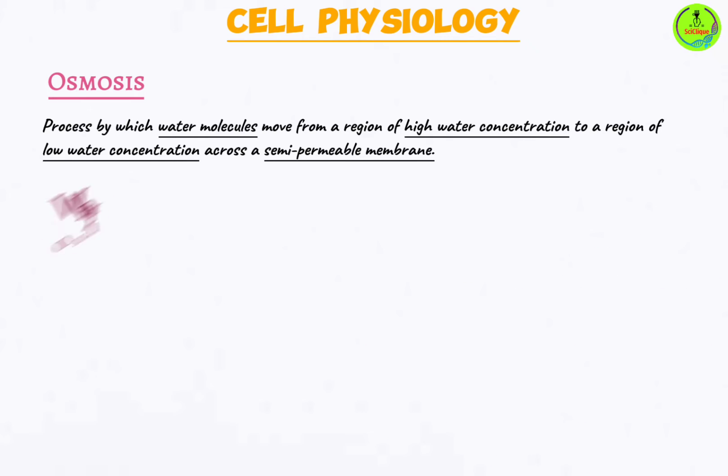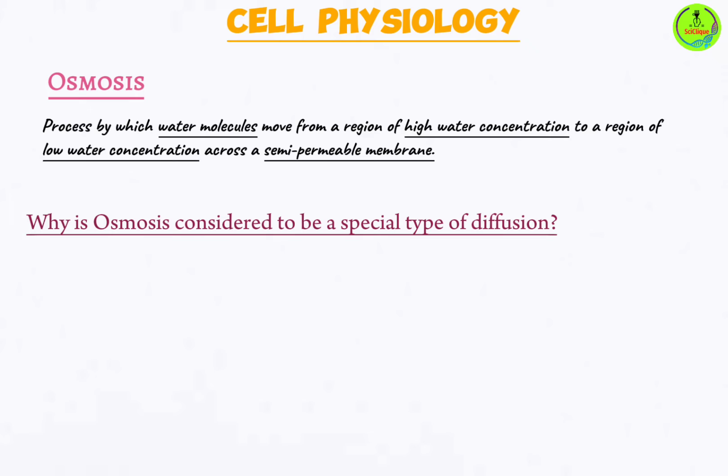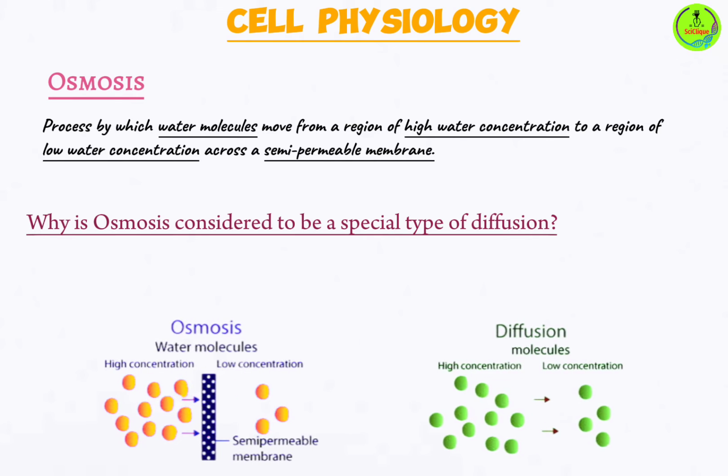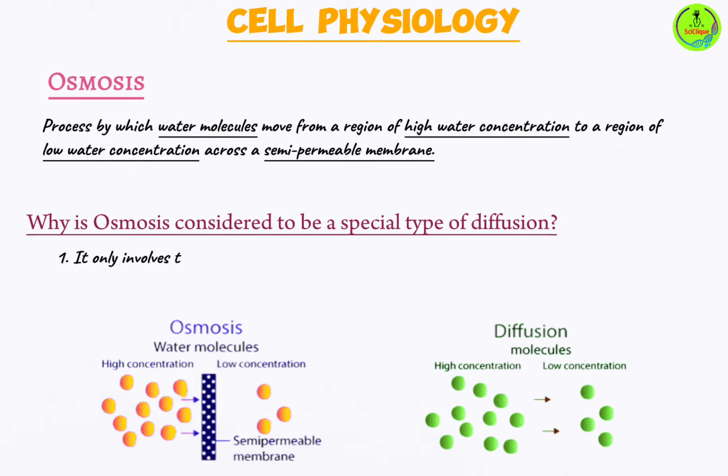Now, when it comes to osmosis, osmosis tends to be referred to as a special type of diffusion. In fact, this is quite a common question whereby you are asked to explain what this statement means. Now, this refers to two things. Yes, it's called a special type of diffusion because it involves movement of particles from one region to another. But it only involves movement of water molecules, unlike diffusion.